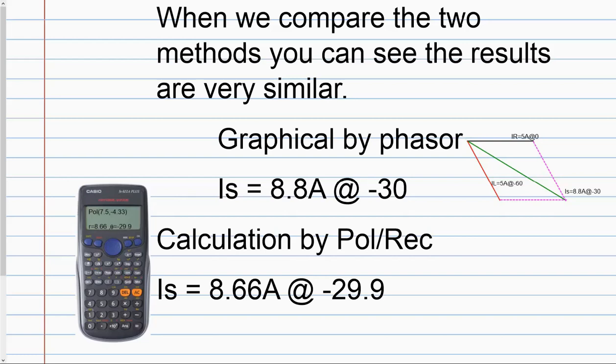If you have a look at the calculation, which is going to be more accurate, we get a total current there of 8.66 amps at an angle of minus 29.9 degrees. So you can see they're very similar. And the 8.8, which is slightly higher than the actual calculated answer, is still well within tolerance when you're doing a graphical solution like that. So both of those are correct, but the calculation method is definitely more accurate than the graphical method.